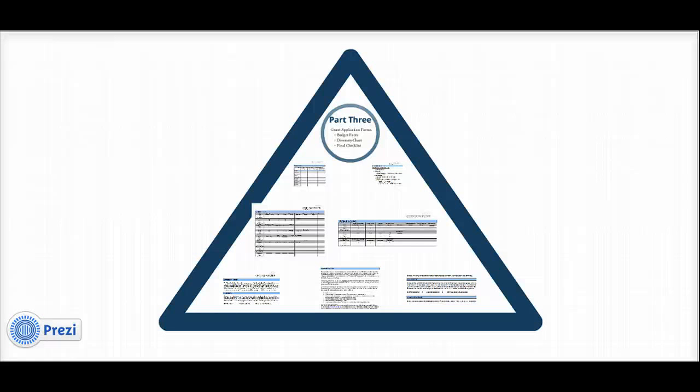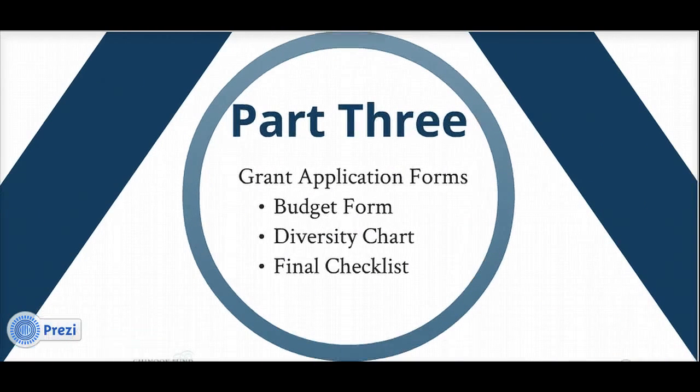This is Part 3 of the Chinook Fund online grant application workshop. It is also the last segment of this video series. In Part 3, we will cover grant application forms. This includes the budget form, the diversity chart, and the final checklist.